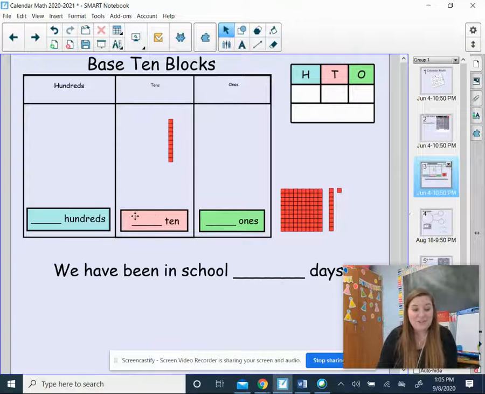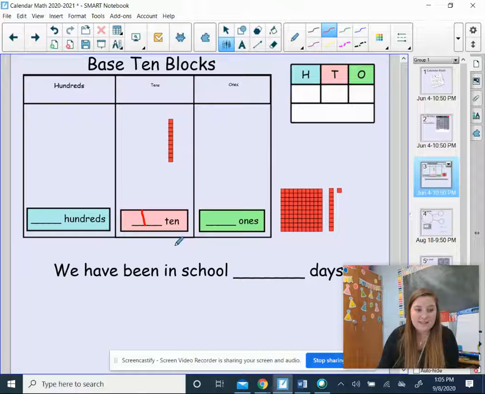All right. So now we're going to show that we have been in school 10 days using our 10s and no 1s. So I have 1 10. And look here, I don't have any 1s. Remember, I took my 10 ones and I turned them into this 10. So I have 0 1s.